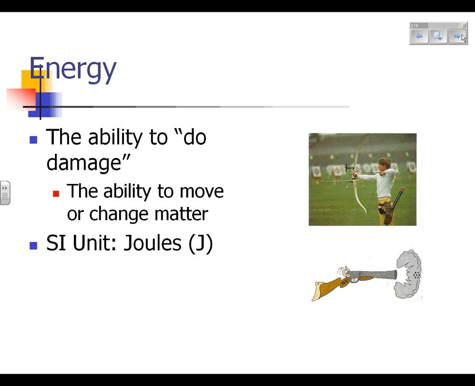Is the thing that says ability to blank other objects, is that move or change? Yeah, move or change other objects, or move or change matter.